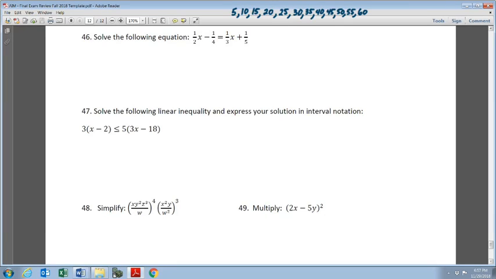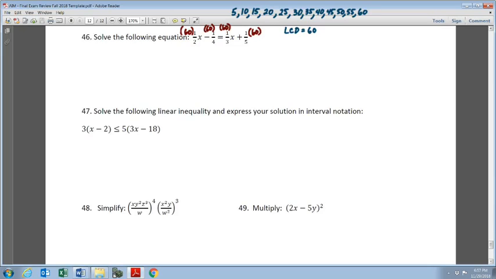Notice 60 is divisible by 2. You divide by 4, you get 15, so that works. It's certainly divisible by 3, and it is divisible by 5. 60 is our LCD. That's the hardest part of this problem, is just finding the LCD. We're going to multiply all of the terms by 60.